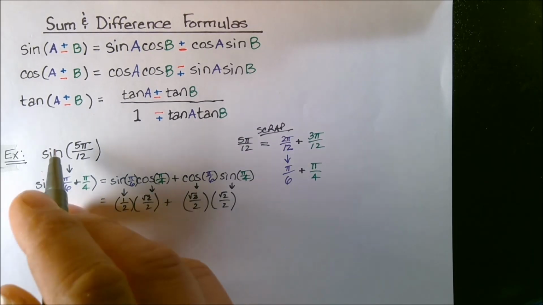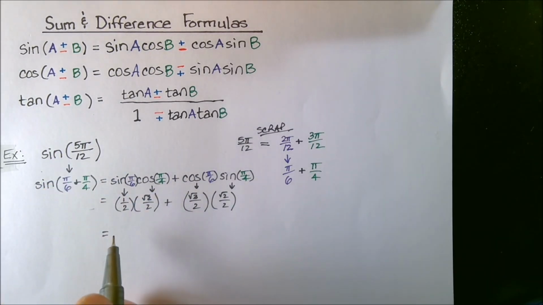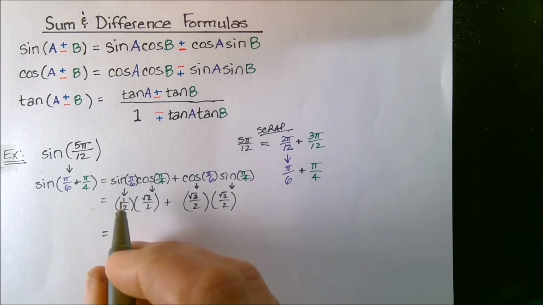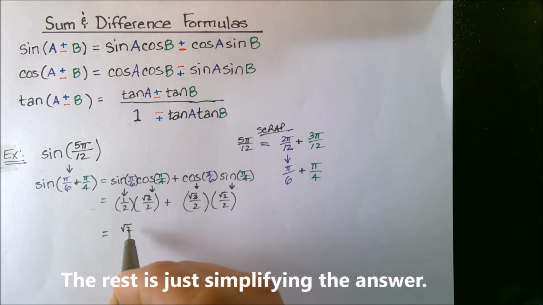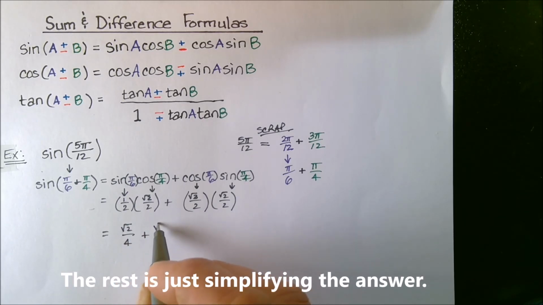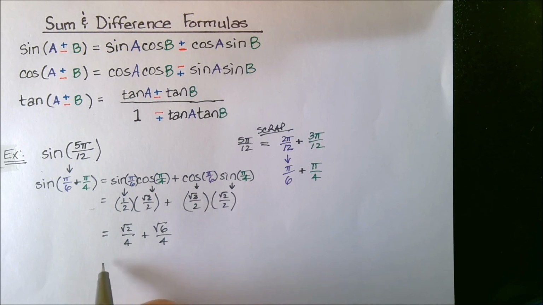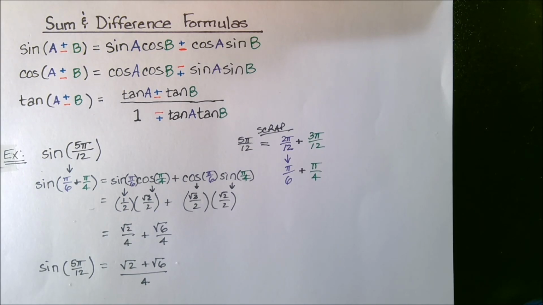So what I'm doing is figuring out an exact expression for sine of 5 pi over 12. This would be root 2 over 4 plus root 6 over 4. And if we want to simplify even further, we can say root 2 plus root 6 all over 4. So we've come up with an exact answer for sine of 5 pi over 12, even though 5 pi over 12 was not a special angle.